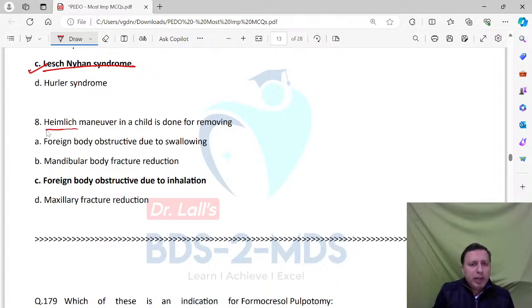Now, the Heimlich maneuver in a child is done for removing any foreign body that is causing an obstruction due to inhalation. So, in this, we basically give abdominal thrusts to the patient so that if something has entered into the windpipe, by giving the abdominal thrust, we bring that thing out of the oral cavity. So, that is called the Heimlich maneuver, where we do the abdominal thrusting.